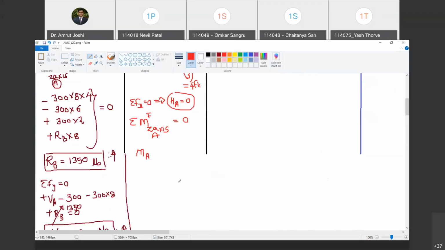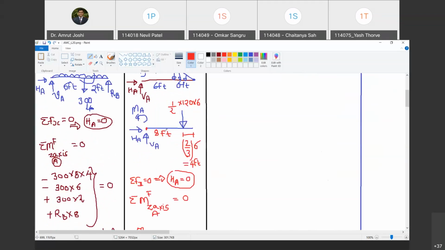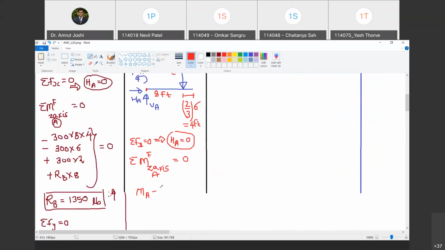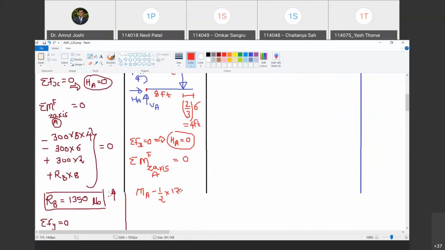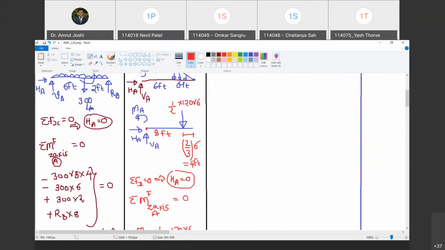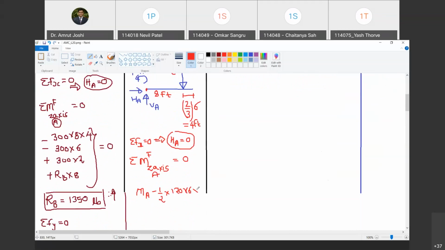Do you agree with me? Yes, sir. So plus MA, this is already a moment. It is not a force, so there is no question of multiplying it by distance 0. Therefore, it has to be MA itself. And what is the moment of this force? It is clockwise. And what is the amount? Minus half multiplied by 120 multiplied by 6 multiplied by 8. Do you agree with me? Yes, sir. And clockwise, therefore, I have to give the sign as minus.